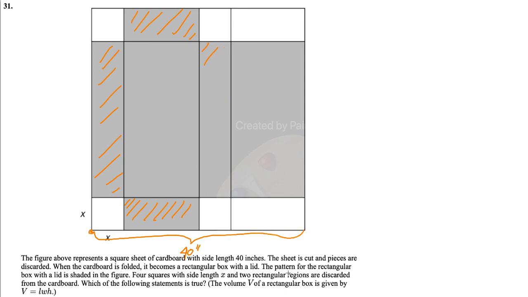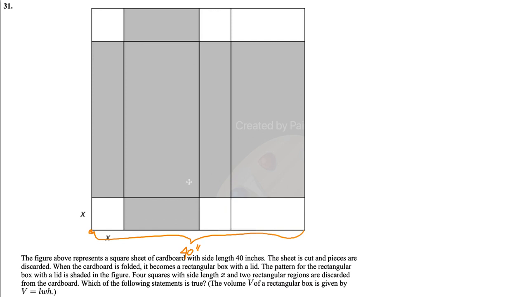Now it's saying the pattern for the rectangular box with the lid is the shaded in the figure. So all the pieces that are shaded are going to be the box. 4 squares with side length x and 2 are discarded from the cardboard. Okay, now we want to find out which of the statements is true. And it's going to talk about the maximum volume that you have here. So it's not true that depending upon the x value that you choose, that's going to lead to different volumes for this box.